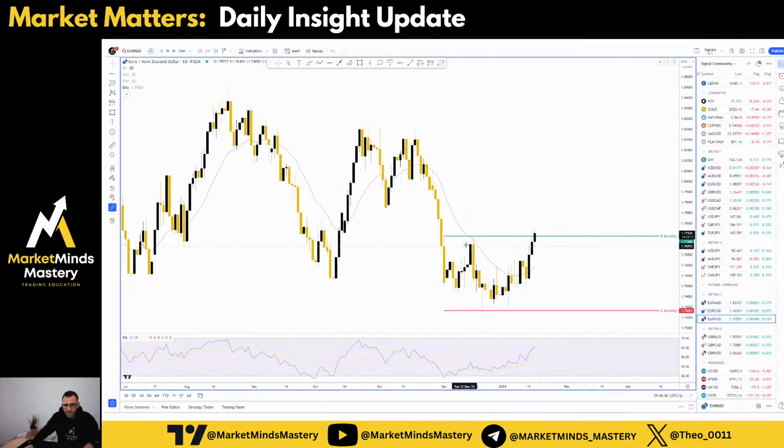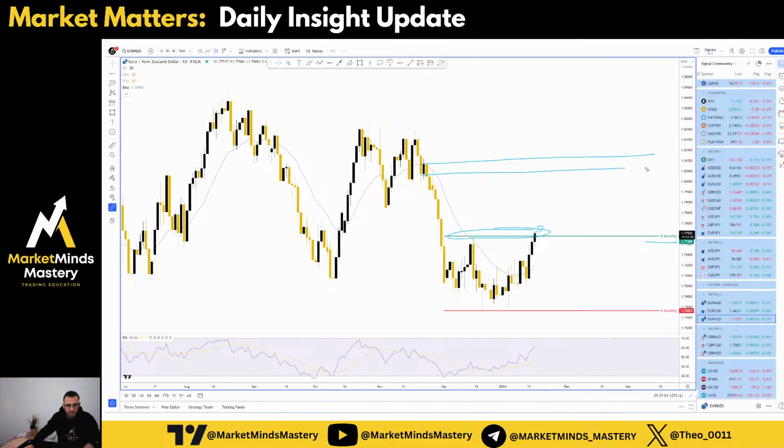Euro New Zealand around this resistance area, so I'm not looking to short, of course not. Ideally, I would like to see the price close above this resistance and then look for some opportunities. The next relevant resistance for me is going to be this area here. Okay, so you can add this to your watch list as well.